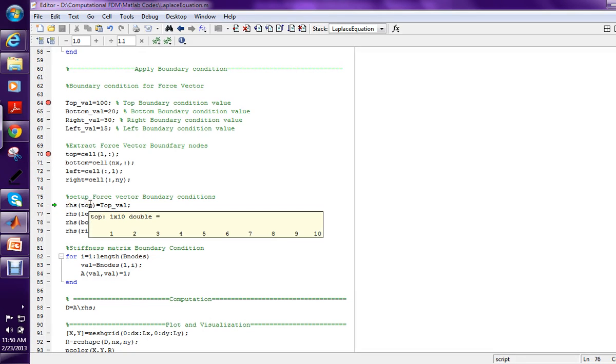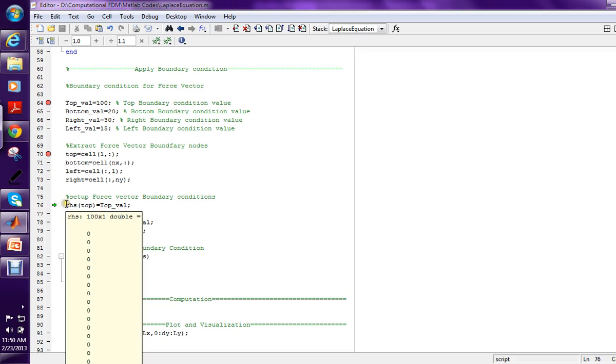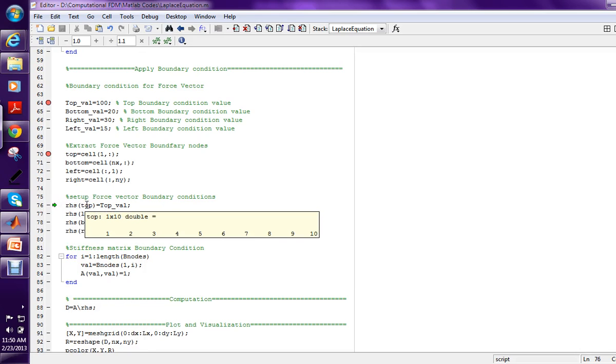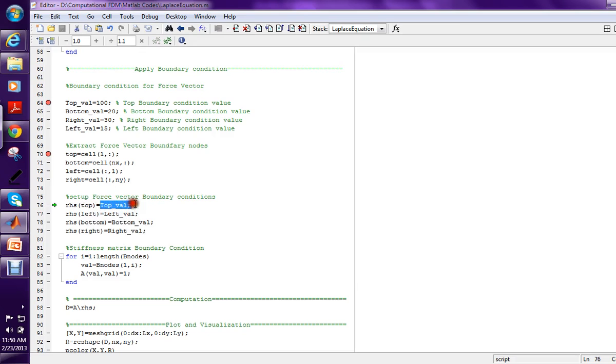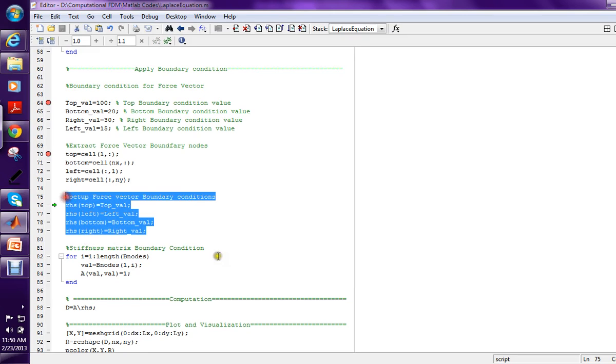So RISS top, or the top nodes 1, 2 up to 10, should be replaced by the top value. All the nodal points having this top of RISS should be the top value. RISS left value should be left value, this bottom should be bottom value, RISS right and right value, something like that.